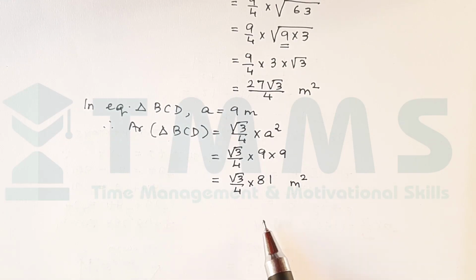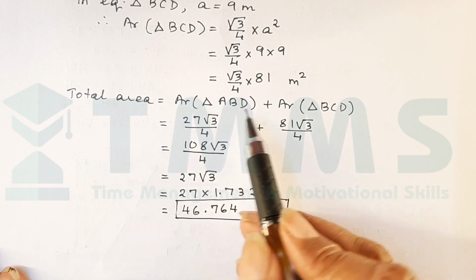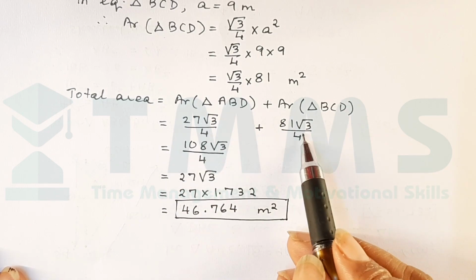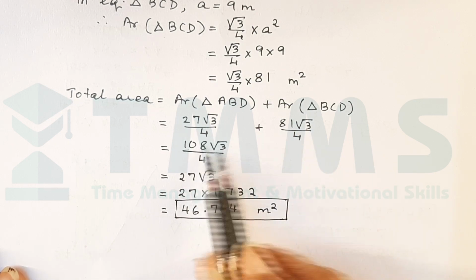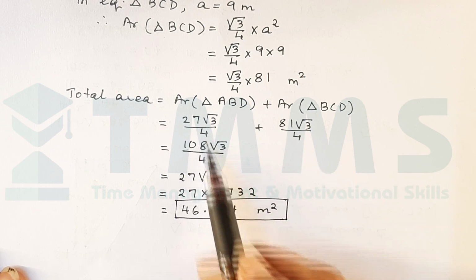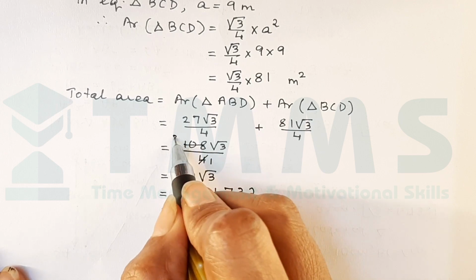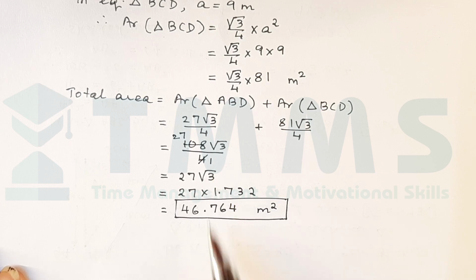Now we have to find the total area. Come on, quickly find the total area. Check your steps. Total area would be area of triangle ABD plus area of triangle BCD. That is this plus this. Add 27 to 81. That gives us 108 root 3 as it is upon 4 as it is. Now 4 ones, 4 twos 8 and 4 sevens 28. So it becomes 21 root 3. Then you substitute the value of root 3 as 1.732.